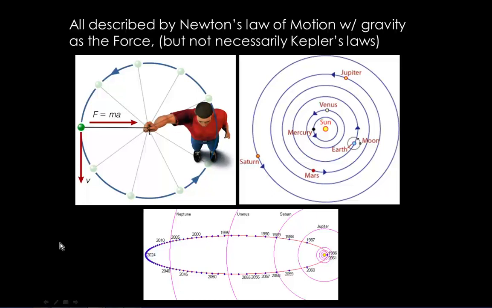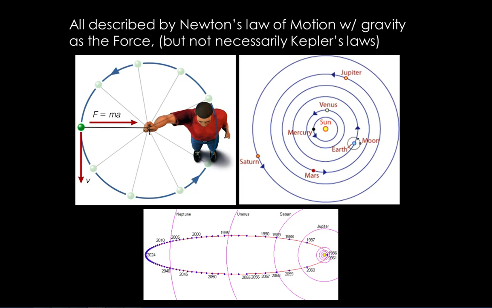So, in fact, this is true for all bodies in the solar system, and as far as we know, all astronomical objects everywhere. Their orbits are completely determined or could be completely described by Newton's laws of motion. So force equals mass times acceleration, and the force in question is gravity, the attractive force of gravity in between things.